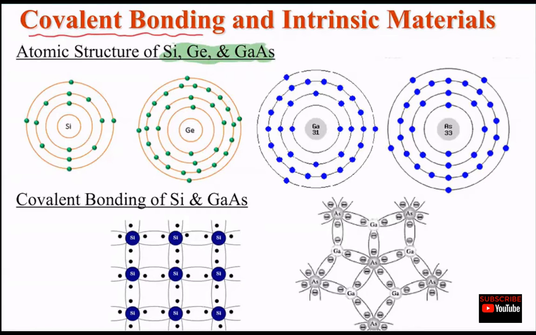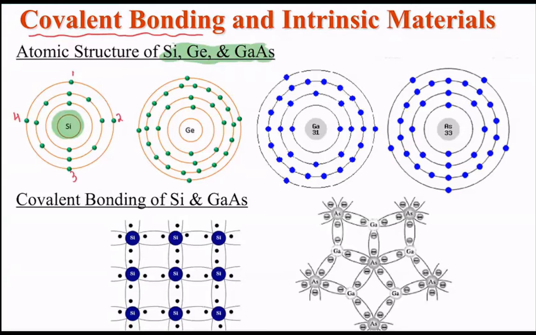So if you look, you have silicon over here. Silicon has, I think, 14. Yeah, it has 14. And look at the valence electrons. How many valence electrons? That's got 1, 2, 3, and 4. Correct? It's got 4 electrons in its outermost shell.